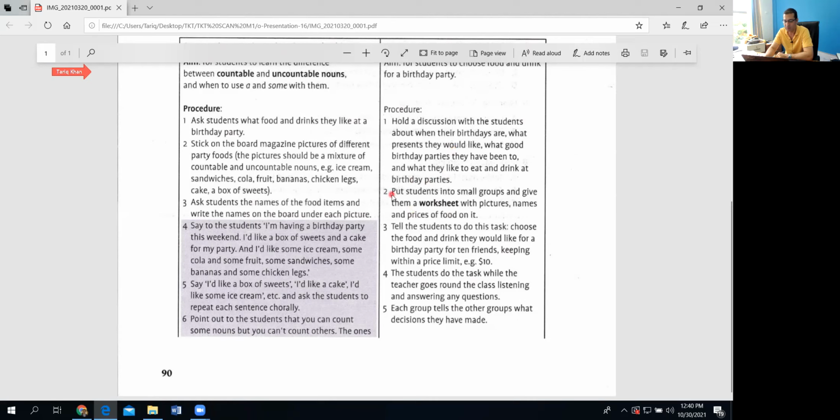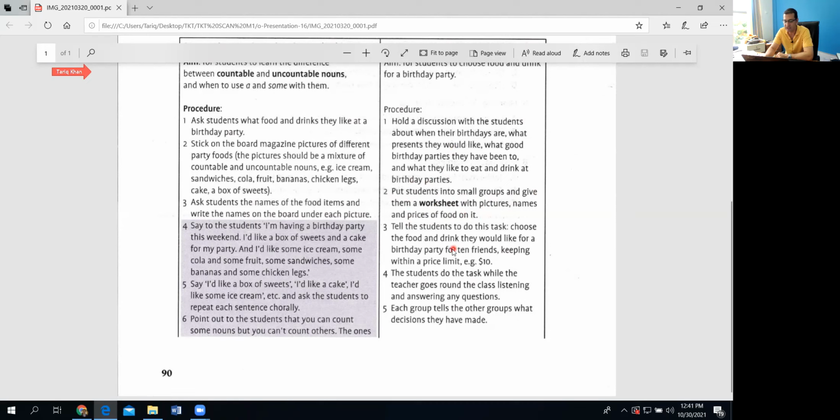So discuss about it. Number 2, put students into small groups and give them a worksheet with pictures, names, and prices of the food on it. Now you just see here. Here she does it a little bit differently. There she pastes the pictures. Here she is giving a sheet with the pictures, and a worksheet with pictures, names, and prices of food on it.